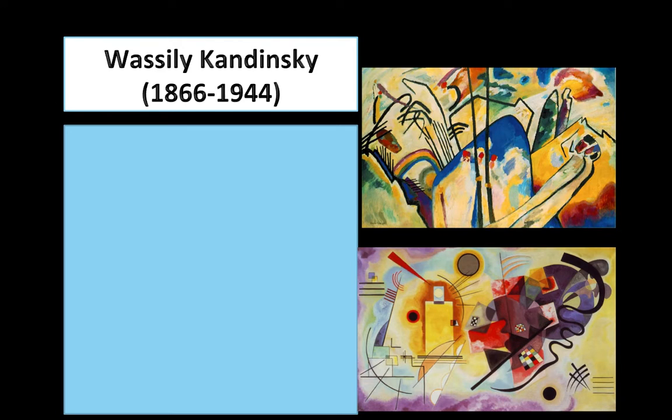Now we're going to look at a couple of abstract artists. Here we have Wassily Kandinsky. He was born in 1866, died in 1944. We have two paintings of his on the right. One up top deals with very organic shapes and lines, whereas the one on the bottom deals with more geometric shapes.